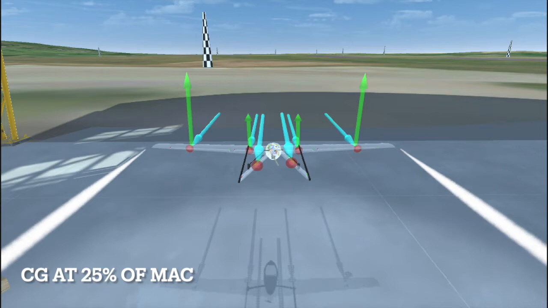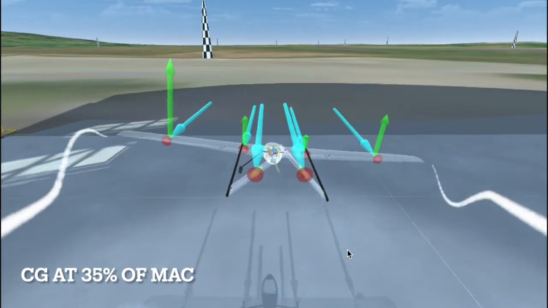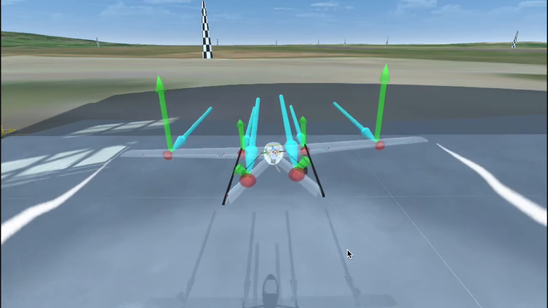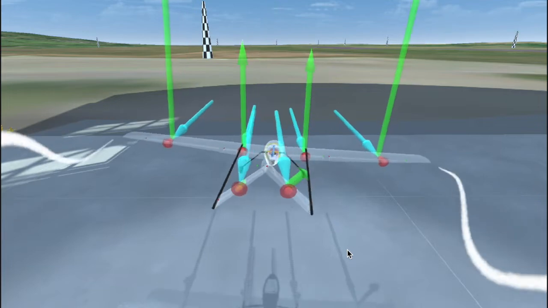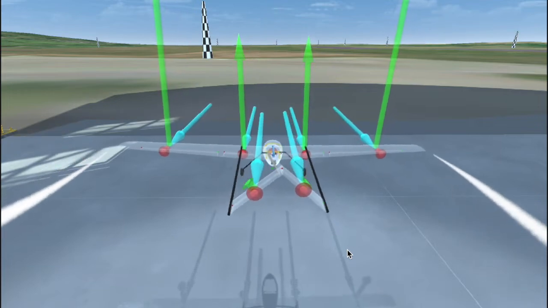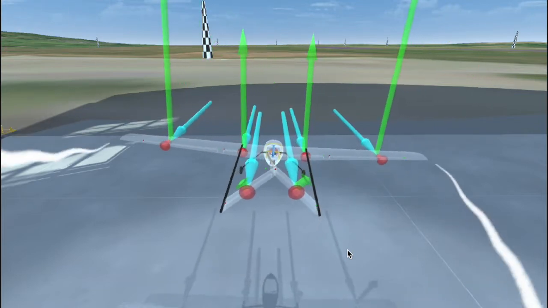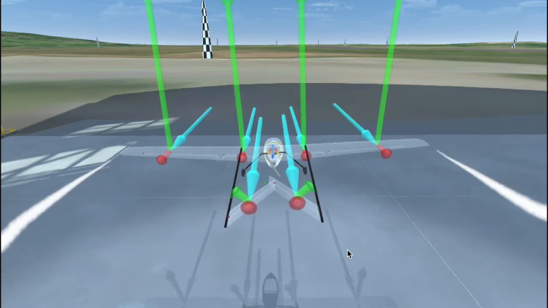The following tests are for two different CG positions at 25% and 35%. Here we can see that the 25% case has a much more stable response to a step input in the elevation. The same is done for the 35% CG value, and we can see that it's significantly less stable. The controls are much more sensitive for this case, and in some cases gets really uncontrollable and out of hand. We can also see the lift distribution denoted by the green arrows on the wings.